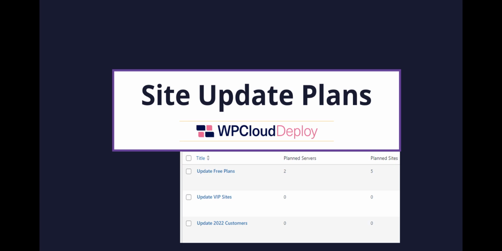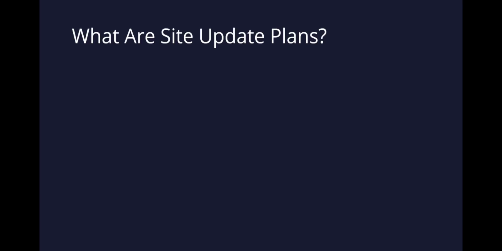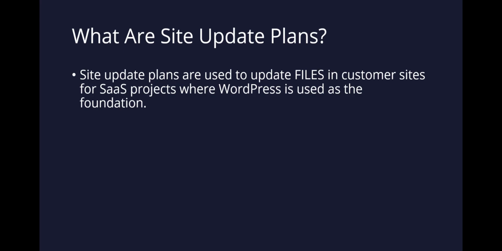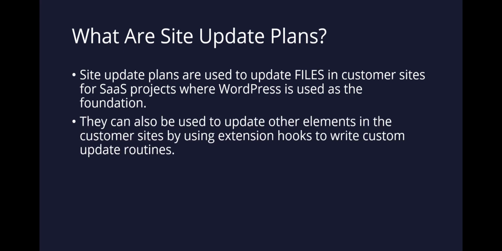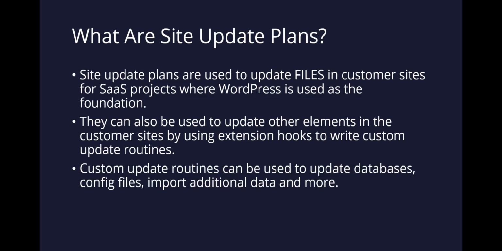Hey folks, today we're going to talk about site update plans. So what are site update plans? Site update plans are used to update files and customer sites for SaaS projects where WordPress is used as the foundation. They can also be used to update other elements of the customer sites by using extension hooks to write update routines. And custom update routines are really routines that you would use to update databases, configuration files, import additional data, and so on.